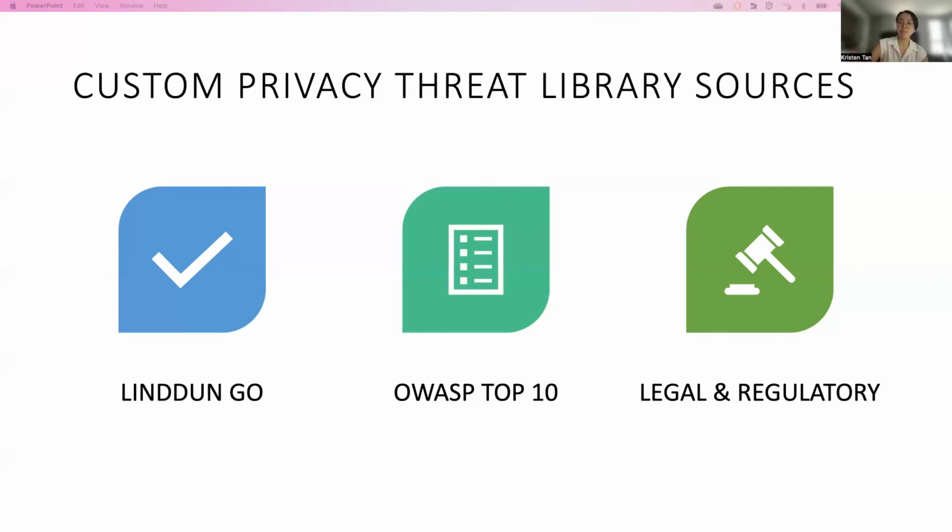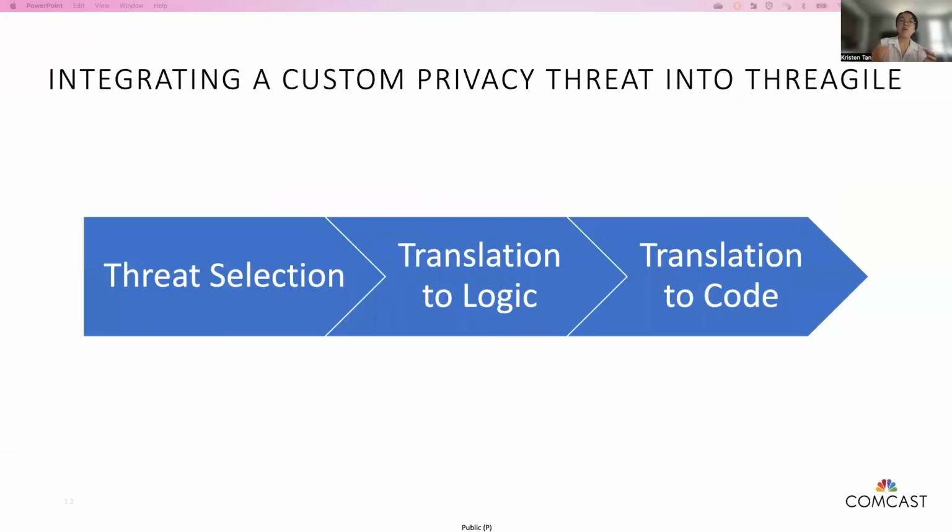So finally, now that we understand the process of looking at machine-assisted threat modeling tools, and how we can build a privacy threat library, how can we actually see how this looks in real life? Let's take a look at a quick demo of turning a privacy threat from one of these library sources into code for one of the tools that we looked at called Fragile. This is the process that we're going to follow. First, we're going to select a threat. Then we're going to translate that threat into logic.